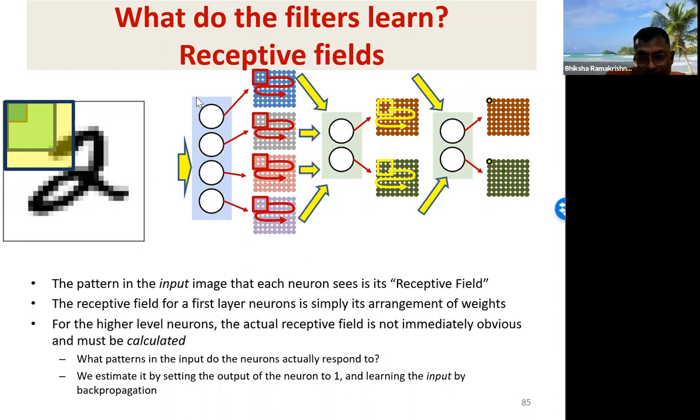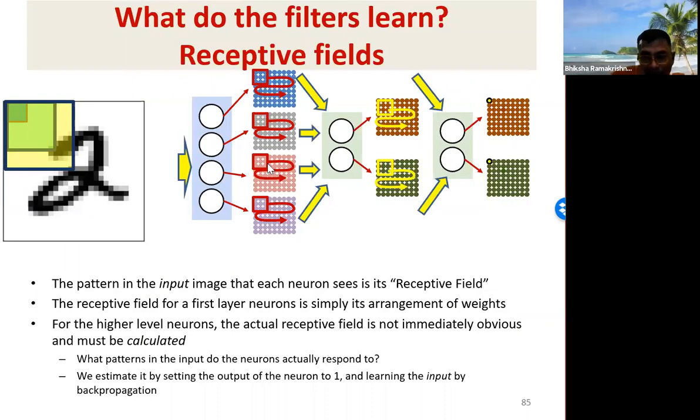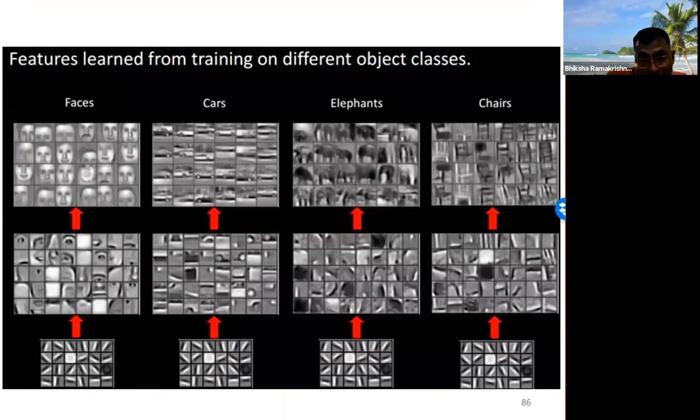The receptive field for the first layer neurons is simply the pattern of the weights. They look for inputs that look just like the arrangement of their weights. For higher layer neurons, the actual receptive field is not immediately obvious and must be calculated. We can do so by setting the output of the neuron, for instance, to 1, and then using backpropagation. You set the output to 1, use backpropagation and see what pattern that comes up with. And that actual pattern is going to depend on what input you begin with.